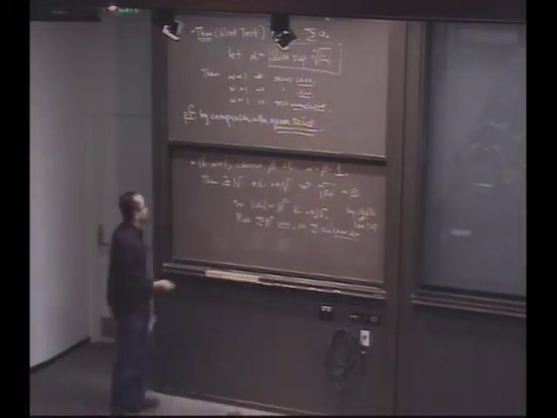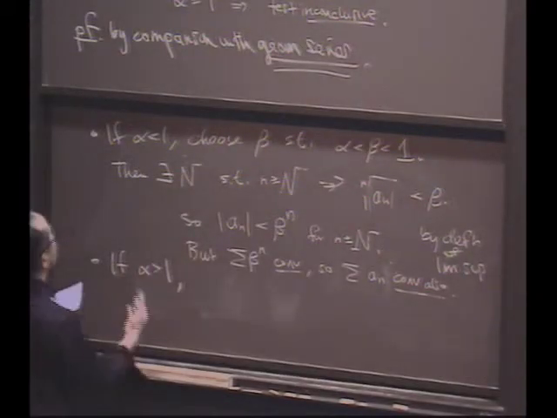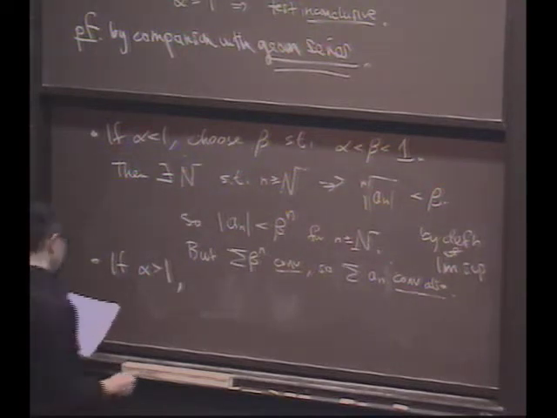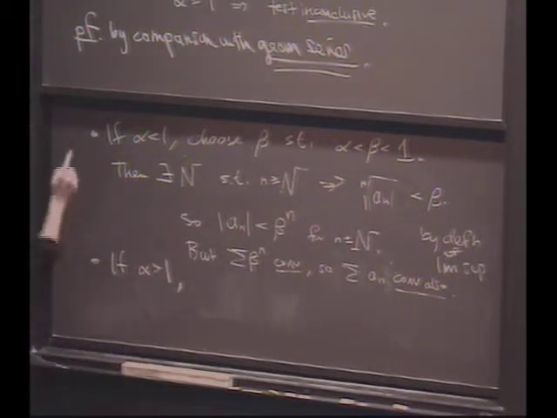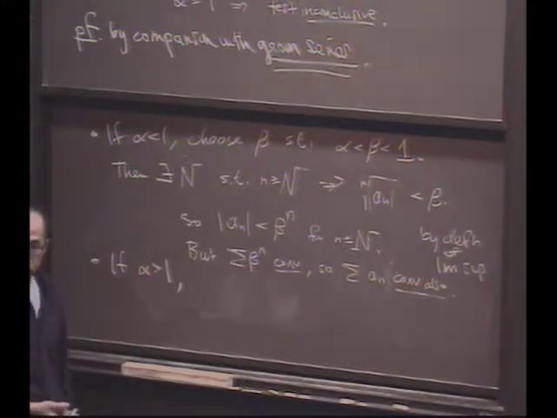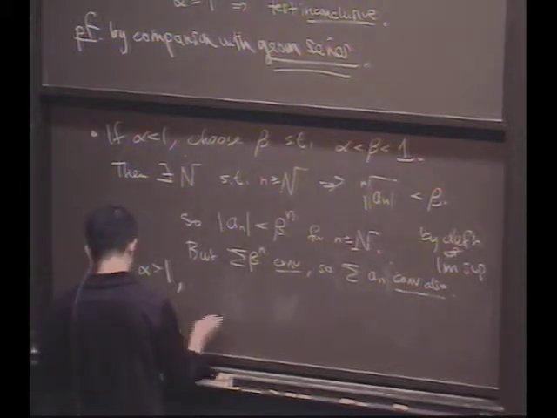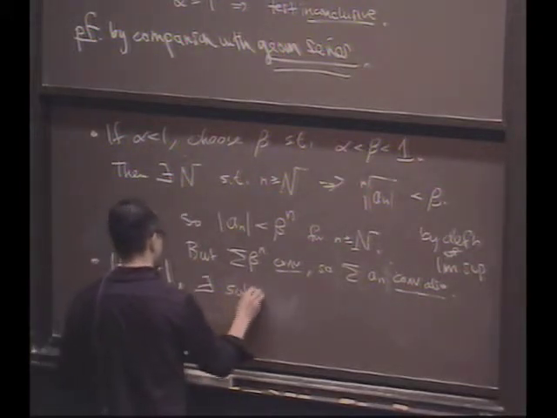Okay, excellent. So what about if alpha is bigger than 1? What do you think happens? What goes wrong when alpha is bigger than 1? Well, that means this lim sup is bigger than 1. That means there's a subsequence that converges to something bigger than 1. But if the subsequence converges to something bigger than 1, basically that means the terms don't go to 0, right? That's the intuition.